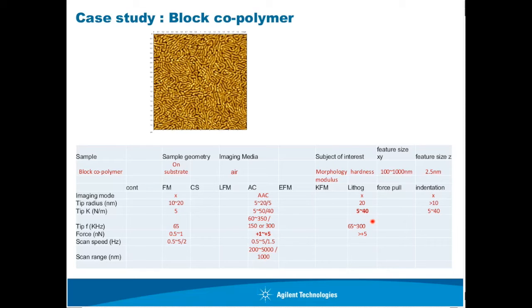So let's go to here. You can also do indentation using a relatively strong tip to measure the modulus, hardness, and so on and so forth. And then tip radius needs to be dull. You cannot use a very sharp tip for indentation and expect to have a good, reliable result. Typically, when you do indentation, you use a relatively dull tip.